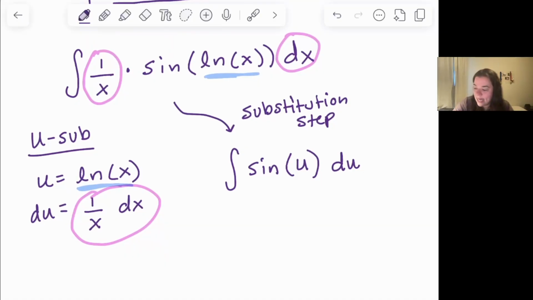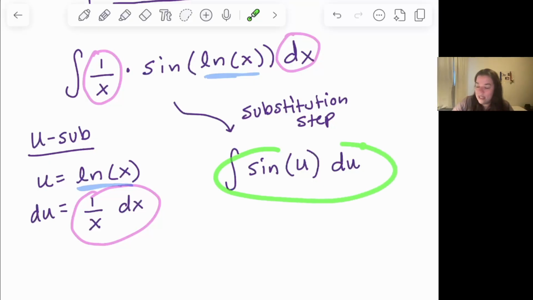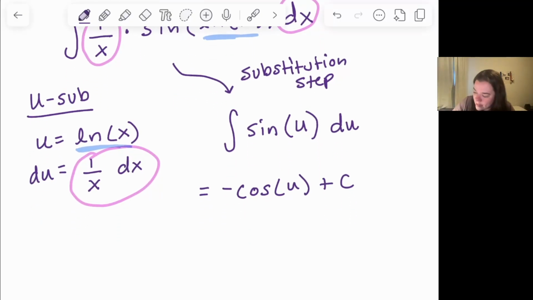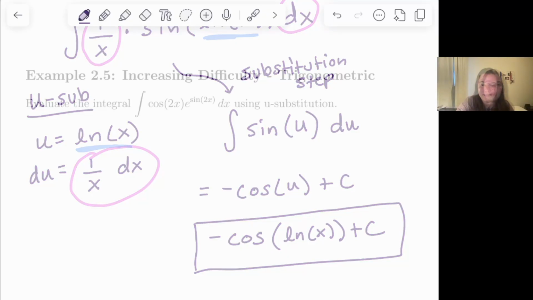Now, did I take a very complicated looking problem and transform it into an easier problem? I would say yes, because I know how to integrate sine of u du. The antiderivative of sine of u du is negative cosine of u plus c. But remember, the x gets to go back in. So really it's negative cosine of ln of x plus c. There it is. This is the final answer to the original problem. Let's keep going. We got a few more examples to look at.